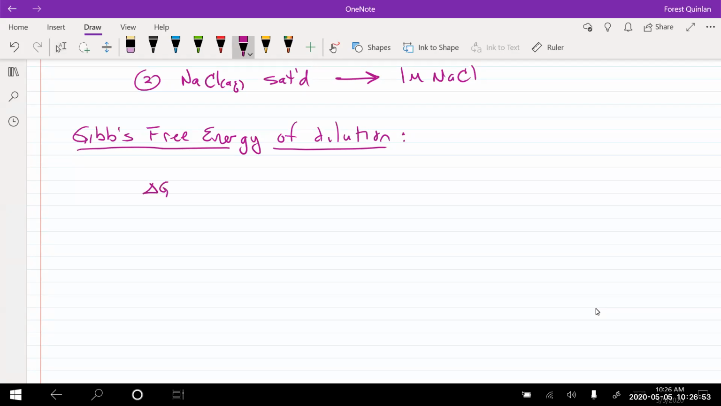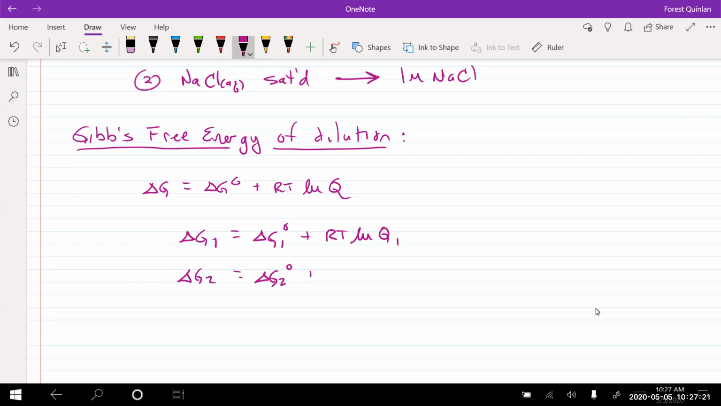Okay, we have delta G is equal to delta G naught plus RT ln Q. Since I have two systems, I can compare delta G1 is equal to delta G1 naught plus RT natural log of Q1, and delta G2 is equal to delta G2 naught plus RT ln Q2. And overall, this will get us a delta G overall.